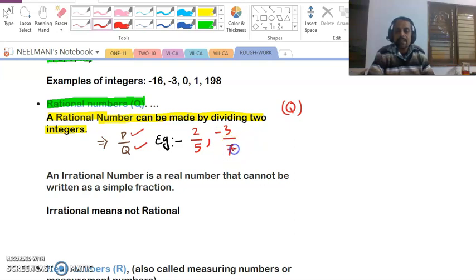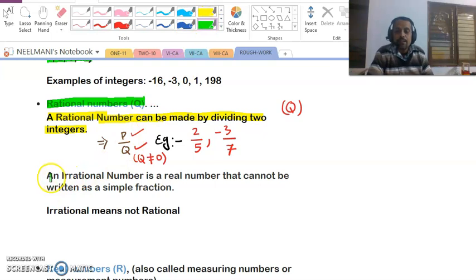So of the definitions I have suggested, the second definition is much better. That is, any number which can be represented in the form of P upon Q. And remember students, in this particular condition, capital Q must not be equal to 0. That's the important part of that particular definition.